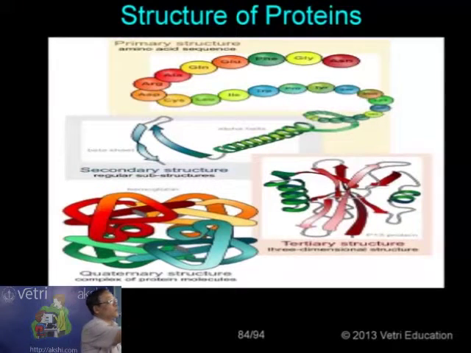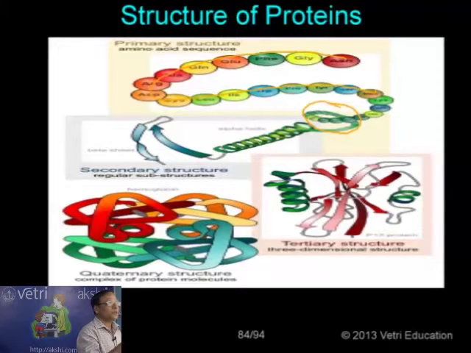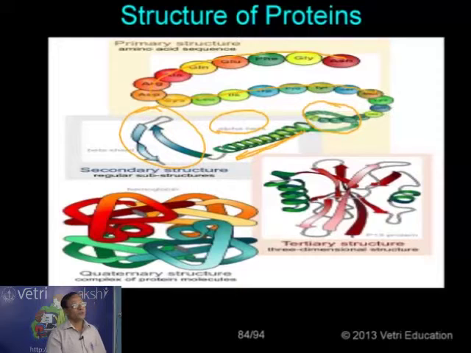In the first type, we can have a specific sequence of amino acids in a linear fashion. Here the amino acids are joined by peptide bonds, arranged in a linear sequence, and it's called a primary structure. In some cases, this thread-like protein becomes folded to form a helical structure. This is what is called alpha helix. Or it may be in the form of a sheet, called beta sheet.